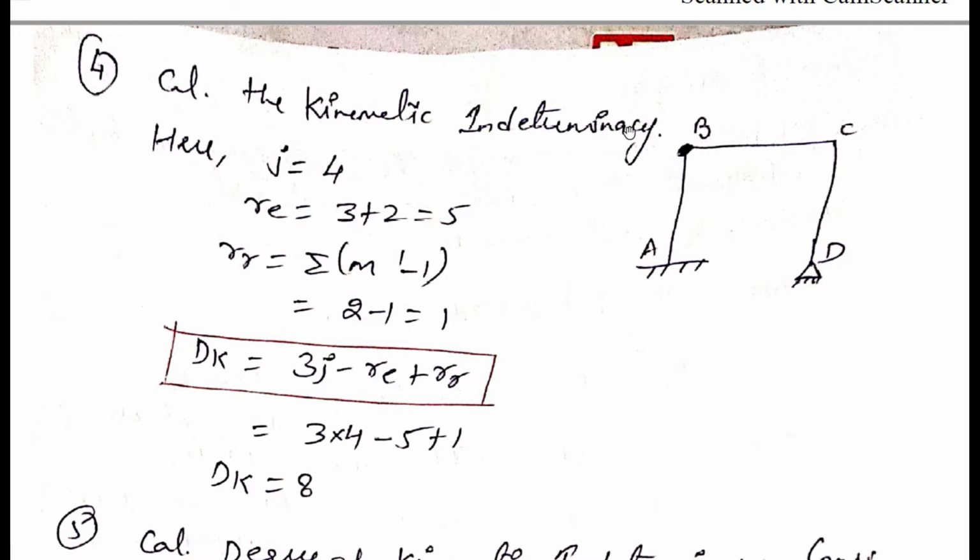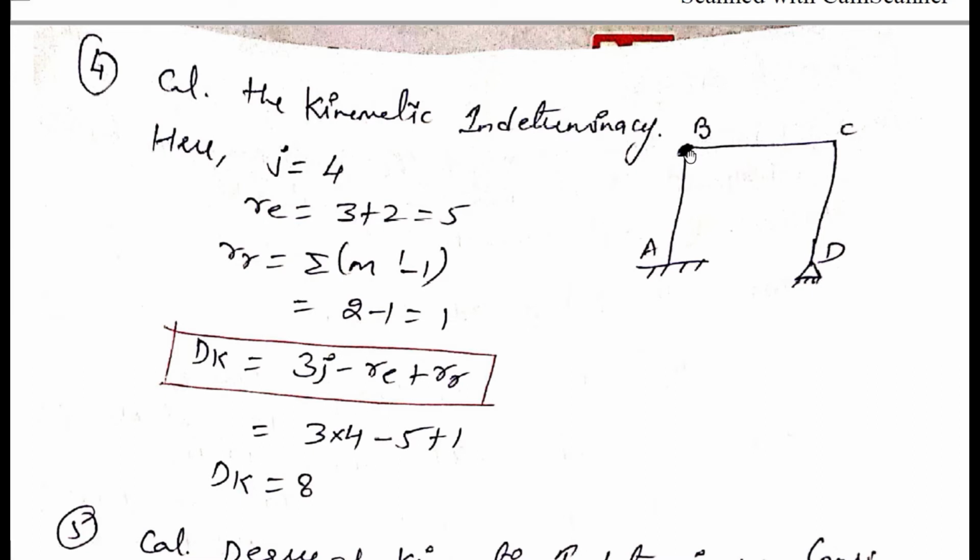Calculate the kinematic indeterminacy for this frame. This is an internal hinge here at B, this is a fixed support, and this is a hinge support. The re value for support A is 3: one horizontal, one vertical, and a moment. In the hinge support we have re value as 2, one horizontal and one vertical. So 3 plus 2 is 5, re is 5. Number of joints is 4: 1, 2, 3, 4.